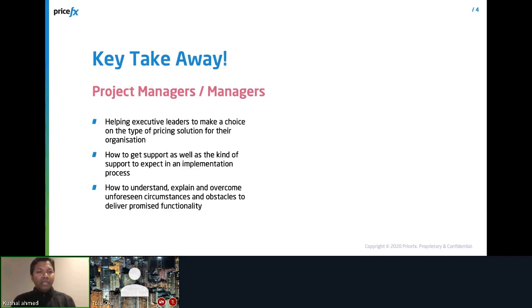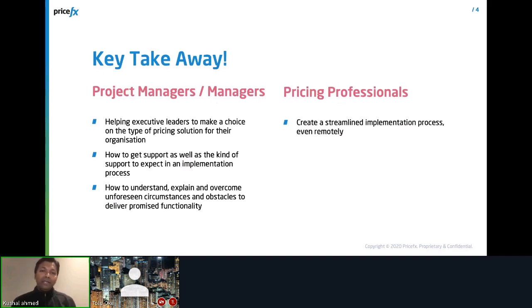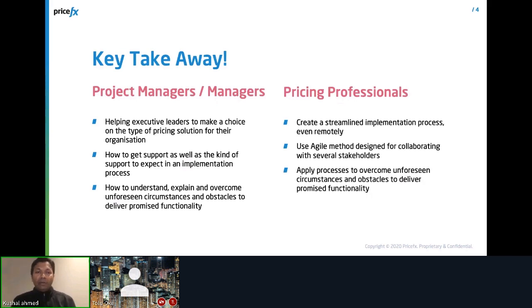The third one is going to be how to understand, explain, and overcome unforeseen circumstances and obstacles to deliver promised functionality. The key takeaway for the pricing professionals in general would be to create a streamlined implementation process, even working remotely. The second one is going to be using Agile methodology designed for collaborating with several stakeholders. The third one is going to be, again, the common one essentially for all, applying processes to overcome unforeseen circumstances and obstacles to deliver promised functionality.